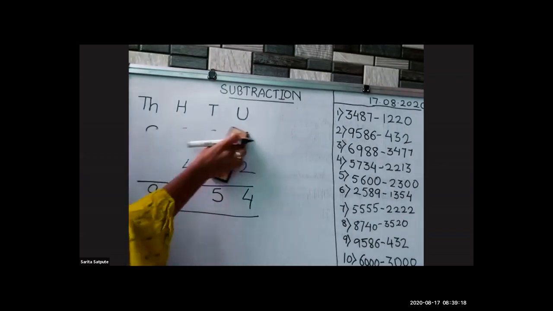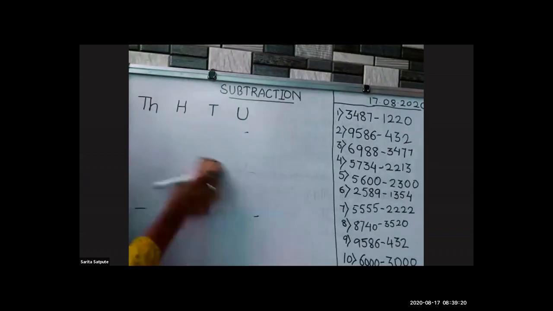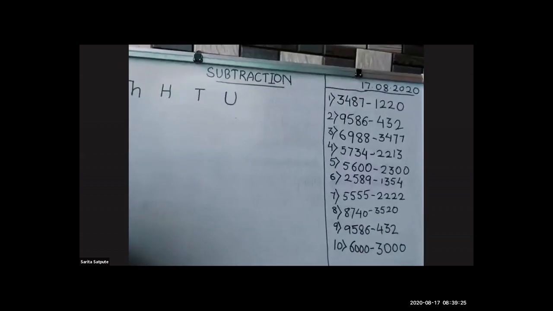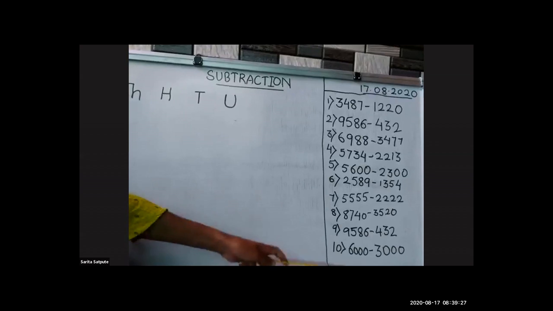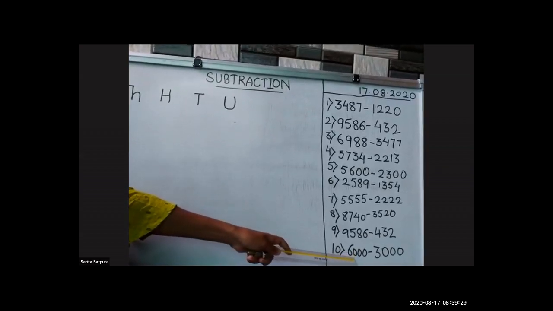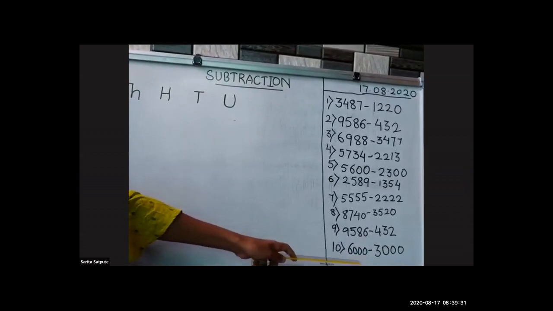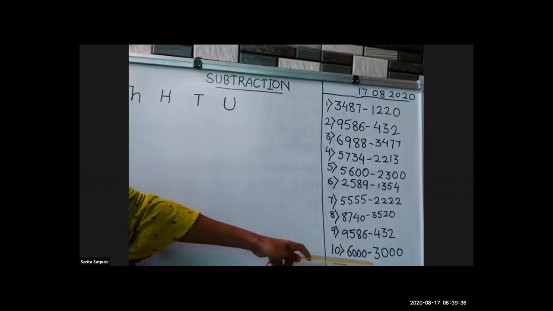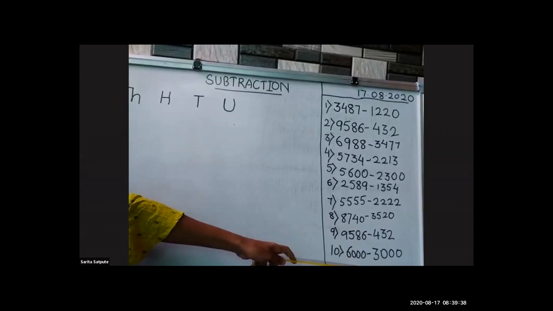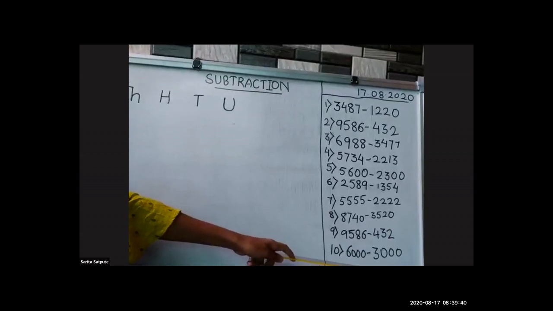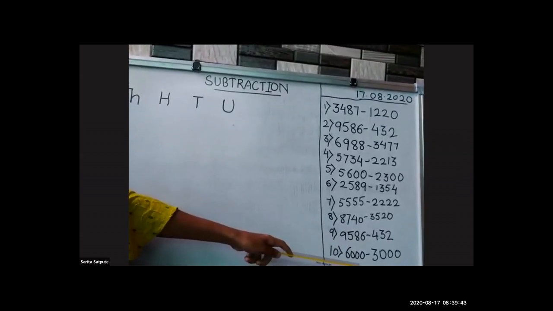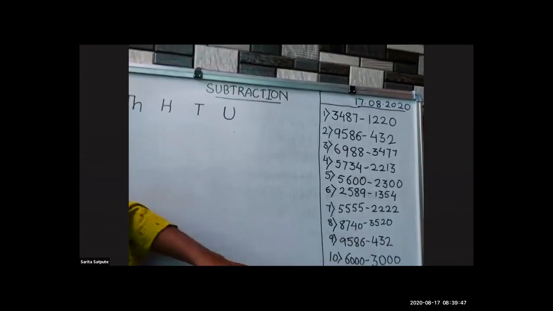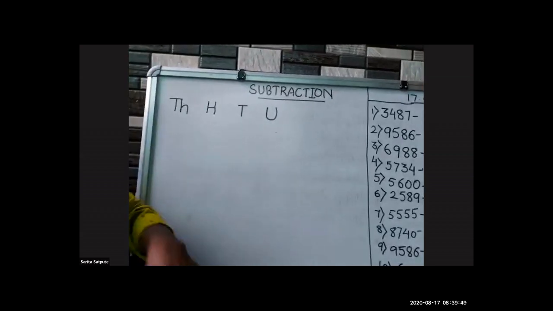Now we'll move to the last question. Yes, read. The last question. 6,000 minus 3,000. Repeat it again. Yes, 6,000 minus 3,000.